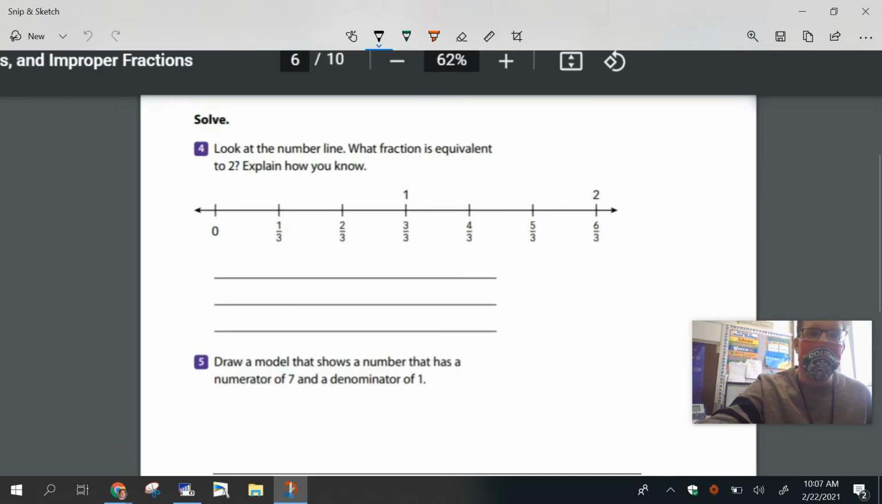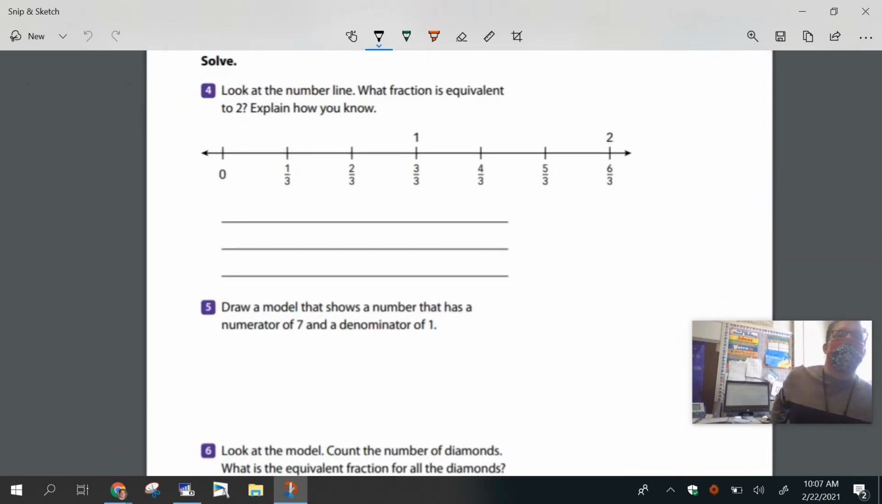Now look at the number. What fraction is equivalent to 2? Explain how you know. What fraction is equivalent to 2?